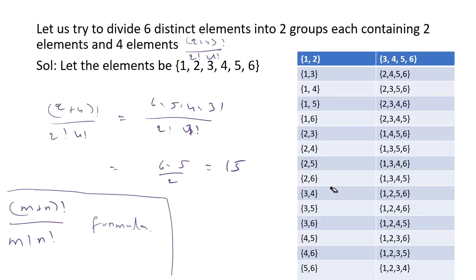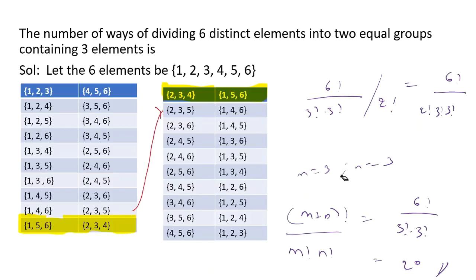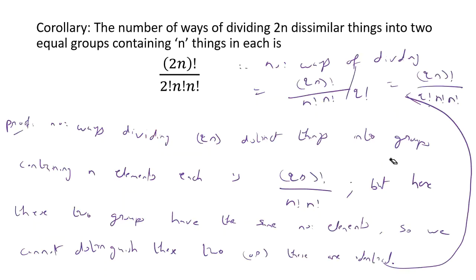So here in this previous case, I can treat this as the first group and this as the second group. I cannot interchange these two groups because this group is different from this group. In the sense, the number of elements in this group is different from the number of elements in this group. So these are two distinct groups. But here these are two identical groups. The name of this group is 3 and the name of this group is 3. Since these two are similar groups, we have to divide it by 2 factorial. That's why we have this result: 2n factorial upon n factorial times n factorial divided by 2 factorial, or 2n factorial upon 2 factorial times n factorial times n factorial.